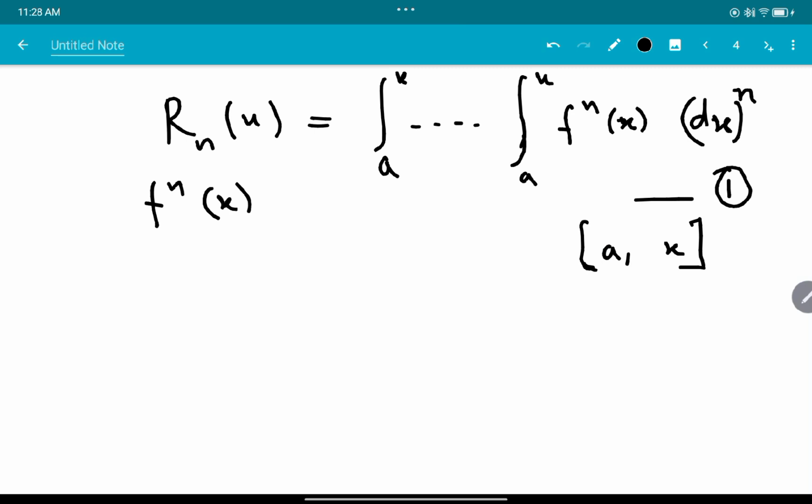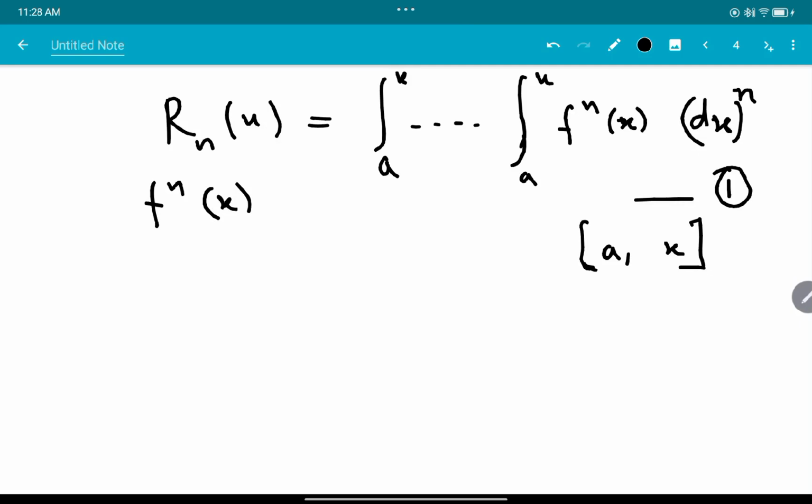Now f^n(x), that means the nth derivative of f(x). We assume that it is continuous in this interval. By continuous we mean that it takes all possible values between a minimum and a maximum in that interval.